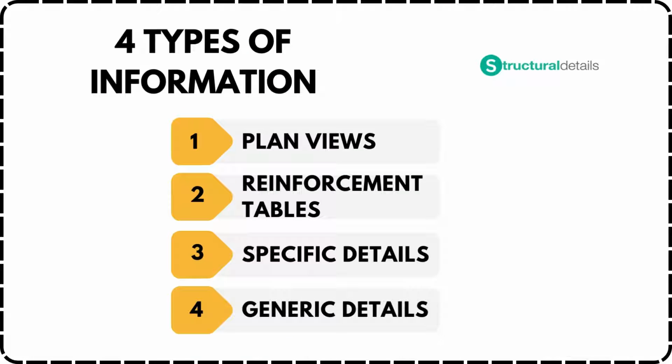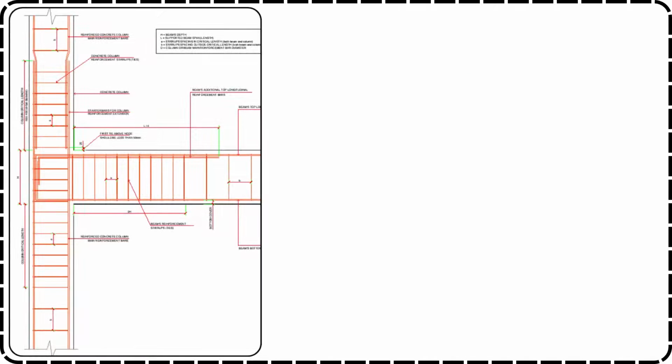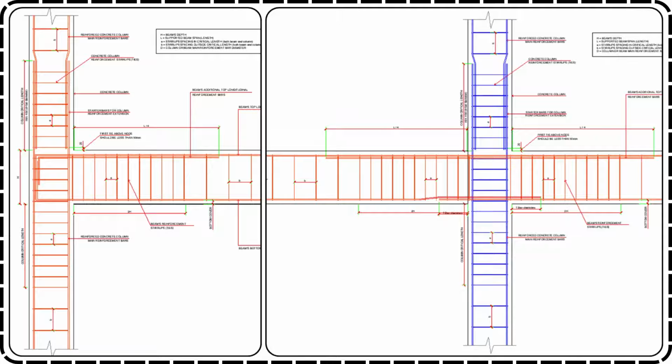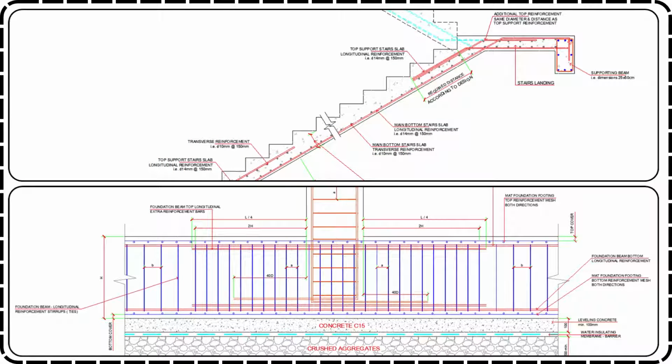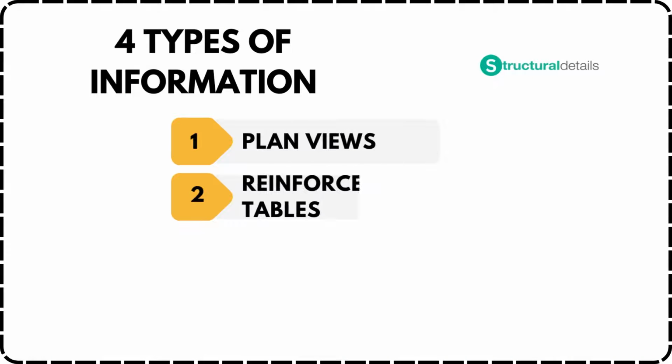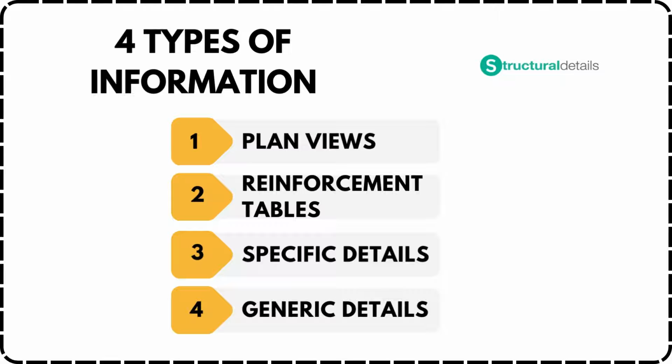These are different from the generic details, which give illustrated instructions on how reinforcement is placed in general in various construction elements. General notes are also to be included. So remember, four types of elements: plans, tables, specific, and generic details.